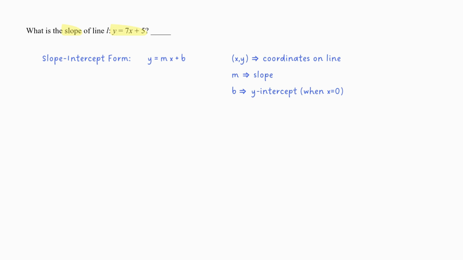To solve this question, we just need to match the given equation to the formula. The given equation is y equals 7x plus 5. Look at which number is sitting in the m spot, which is right next to the x. Since 7 is the number multiplied by x, that is our slope. Remember, the slope is always the coefficient, or the number attached to x, as long as the equation starts with y equals.